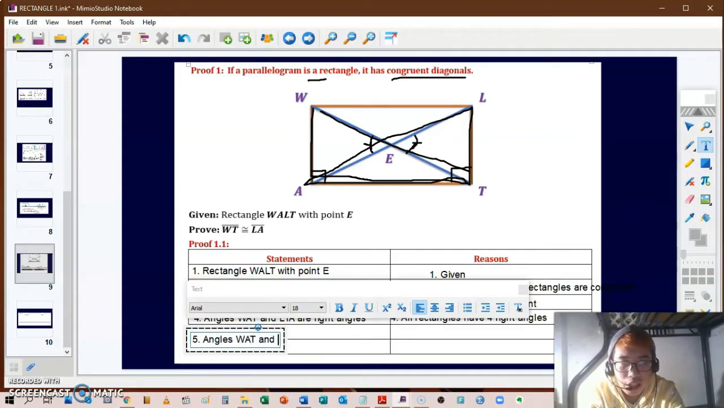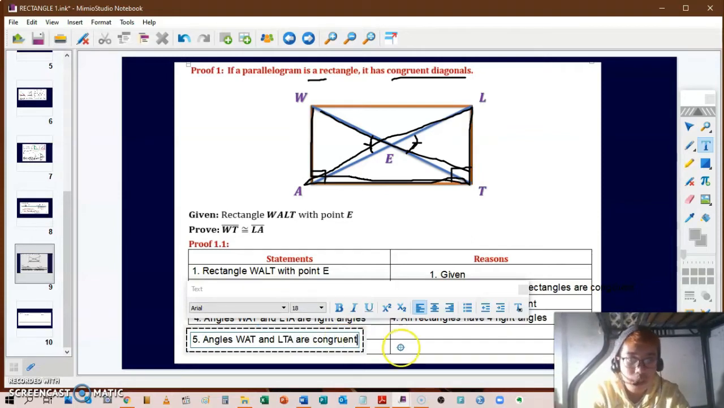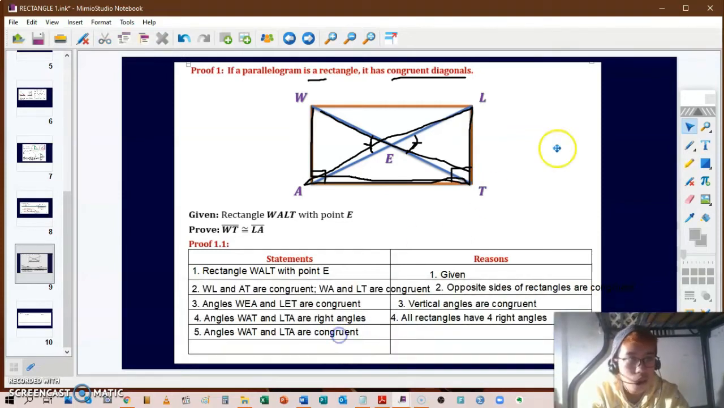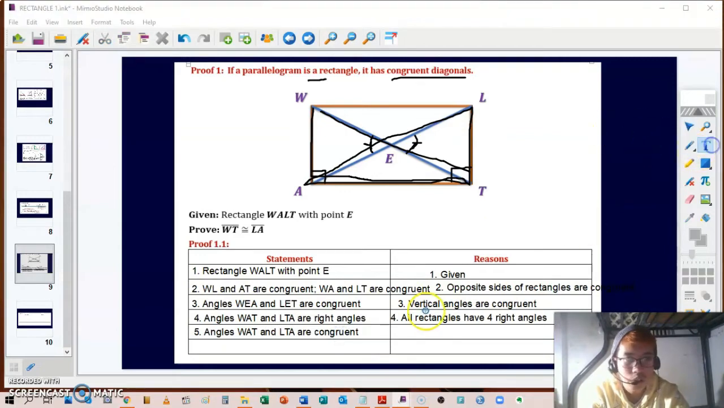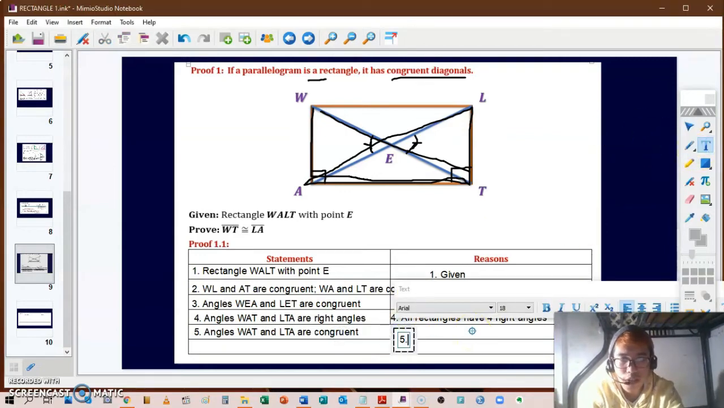WAT and LTA are congruent. Okay, so they're congruent because all right angles are congruent. So let's write that. Number 5, all right angles are congruent.